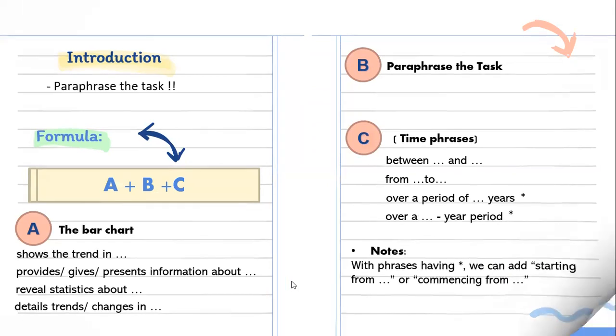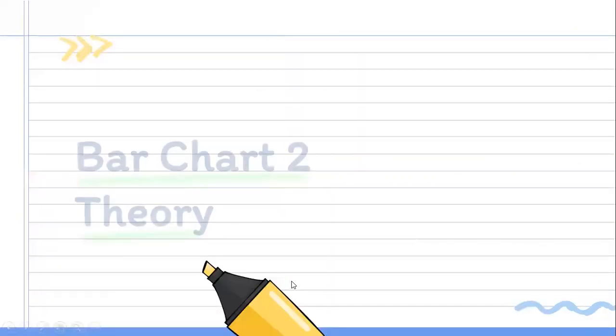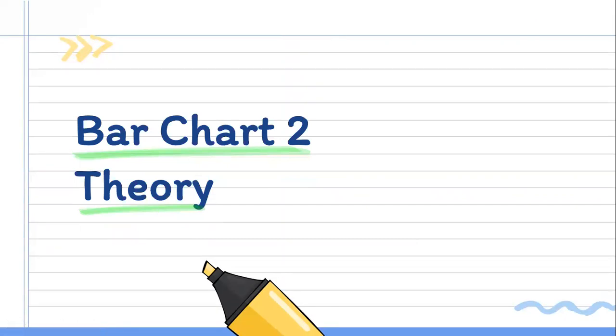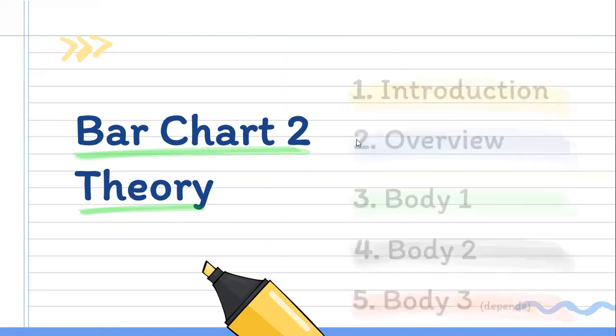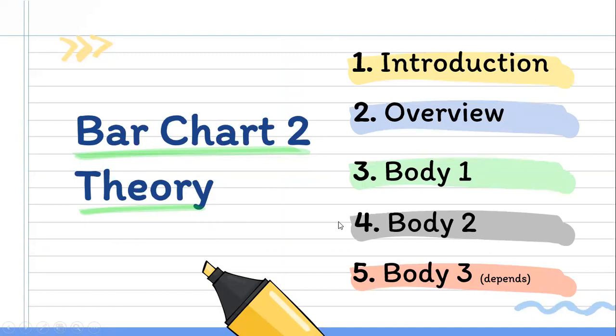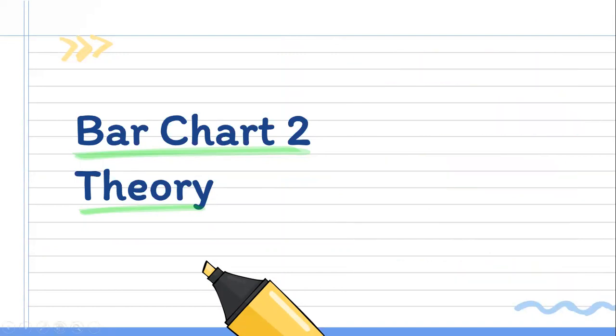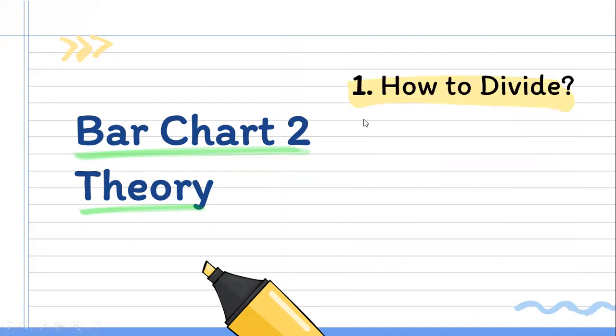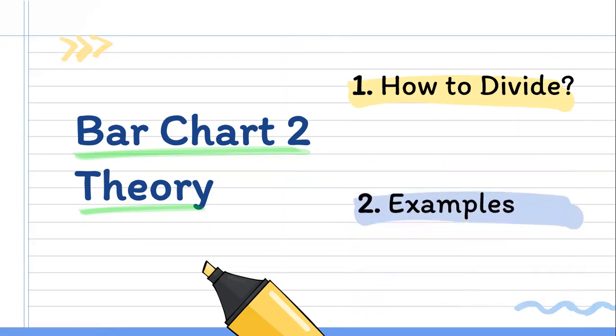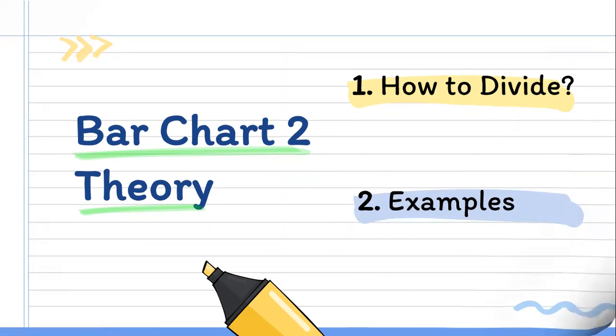The thing I need to mention here is the bar chart 2 theory, which doesn't have any time-related changes over a period of time. We can still use the same structure, but the way we do it is not exactly the same. So I will show you how to divide the statistics, and some examples.